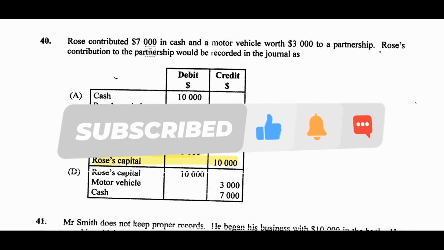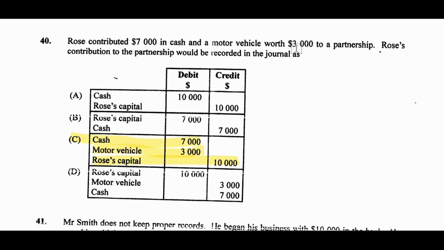Rose contributed 7,000 in cash and a motor vehicle worth 3,000 to our partnership. Her contribution will be recorded as, well, total capital that she's introducing is $10,000. So definitely credit her capital 10,000, debit the cash 7,000, debit the motor vehicle 3,000. Answer should be C.